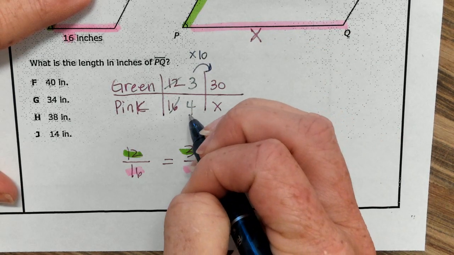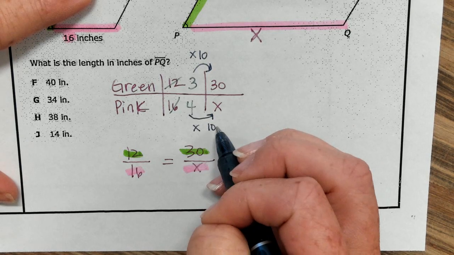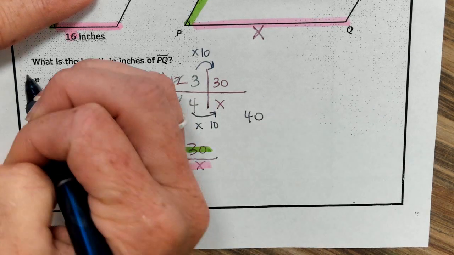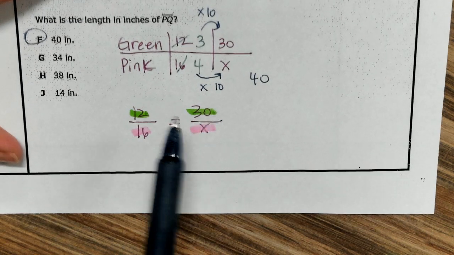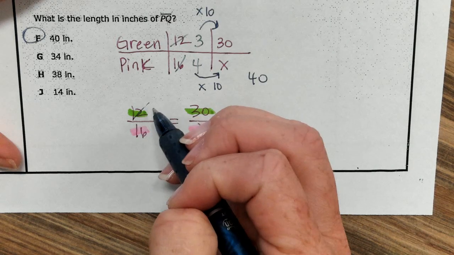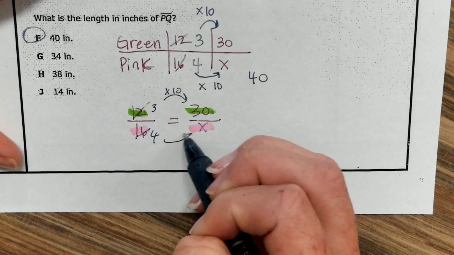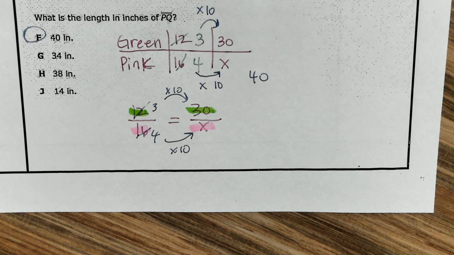Times 10. So to get from 4 to x, I would times 10. What is 4 times 10? 40. Notice I would get the same answer here. Yes? I would simplify 3 over 4, multiply by 10, multiply by 10. It is the exact same problem, just set up slightly different looking. Are y'all with me?